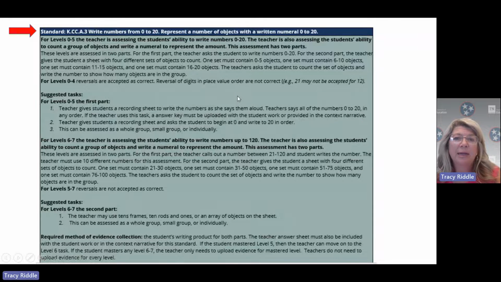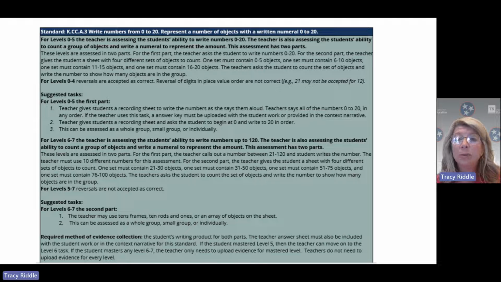This is the Portfolio Rubric Guidance for Standard KCCA3. This standard has two parts. First, students will write numbers from 0 to 20. Second, they will represent a number of objects with a written number 0 to 20. To assess this kindergarten standard, the teacher will assess the student's ability to write numbers 0 to 20. Then assess the student's ability to count a group of objects and then write that number that represents the amount.